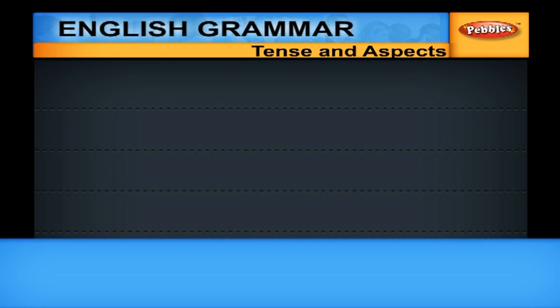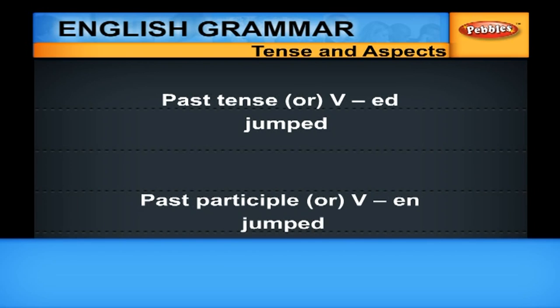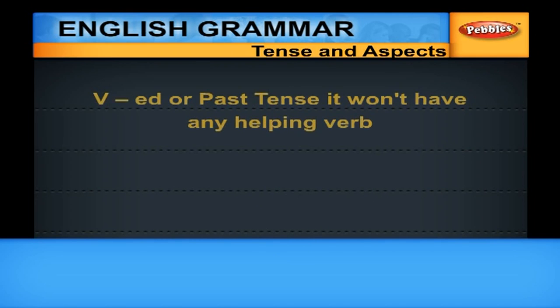Naturally, we have one question. Past tense or VED form is jumped. Past participle VEN form is also jumped. How do I know whether the verbal item is VED past tense or VEN past participle? The answer is very simple. If it is VED or past tense, it won't have any helping verb.